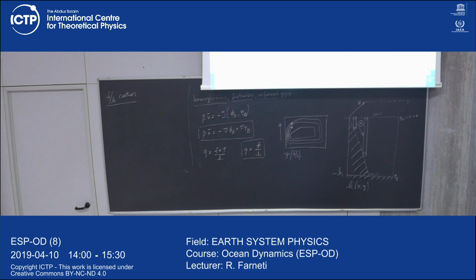Might it be that the reason why the streamlines are fairly parallel in the equatorial region is because f is very, very small and close to zero? Yes.